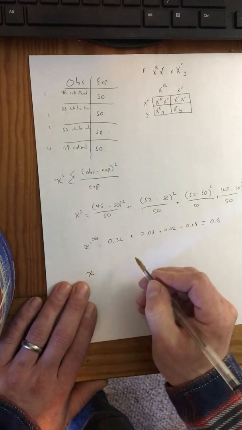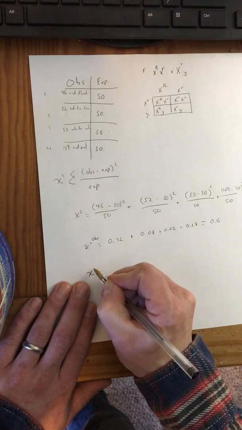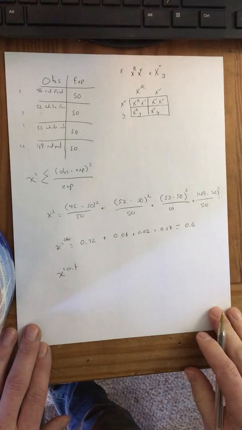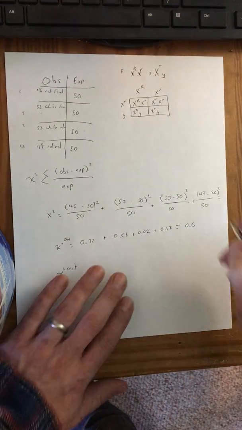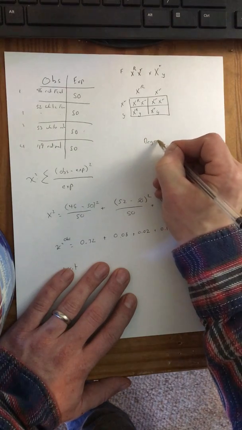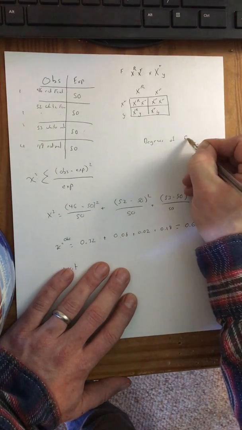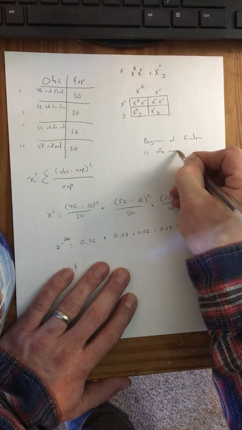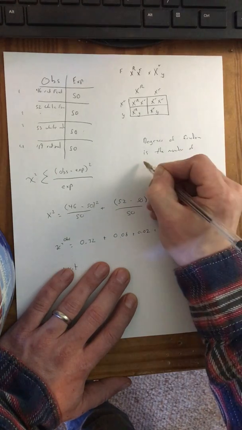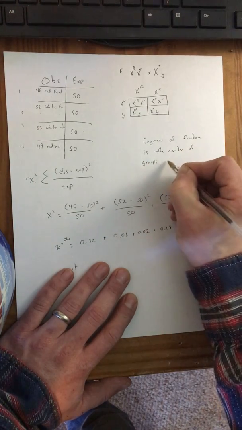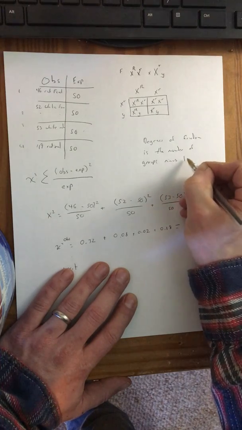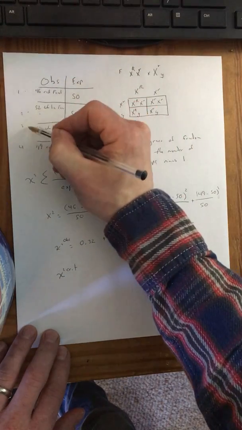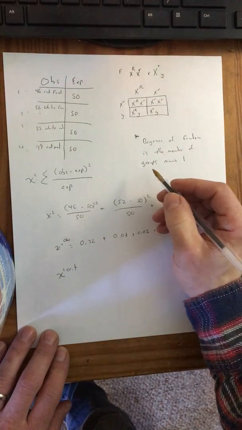Now I can't answer the question yet. I need to figure out the chi-square critical value, and that's where the degrees of freedom come in. The degrees of freedom is the number of groups minus 1. So in this case, I have 1, 2, 3, 4 groups, so my degrees of freedom is 3.